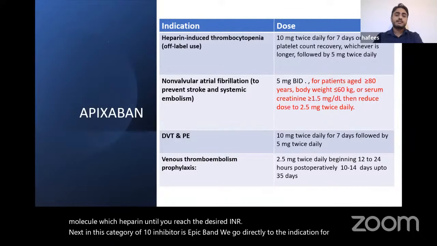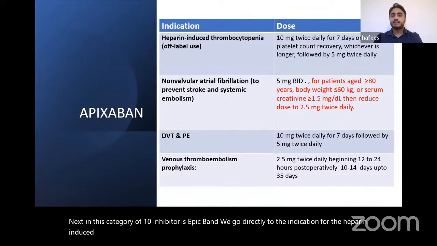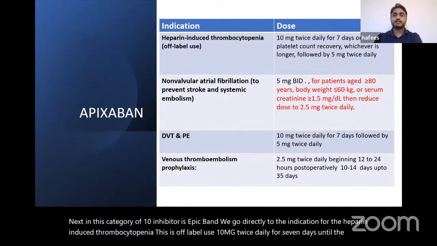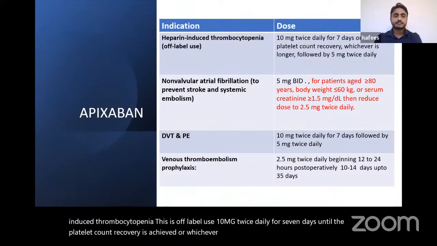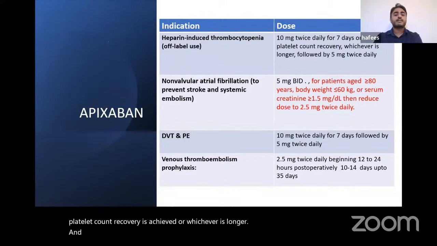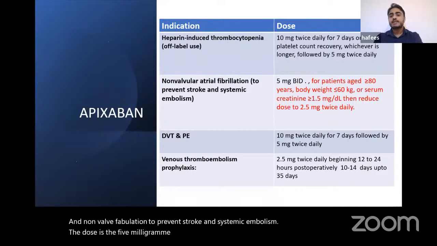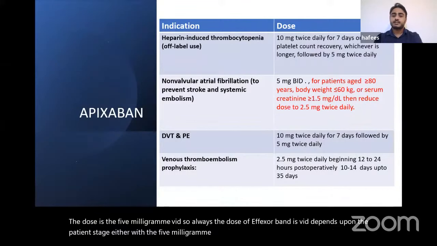For heparin-induced thrombocytopenia, this is off-label use. 10 milligram twice daily for 7 days, until the platelet count recovery is achieved, whichever is longer. In non-valvular atrial fibrillation, to prevent stroke and systemic embolism, the dose is 5 milligram BID. So always the dose of apixaban is BID, depending upon the patient, either 5 milligram or 2.5 milligram.